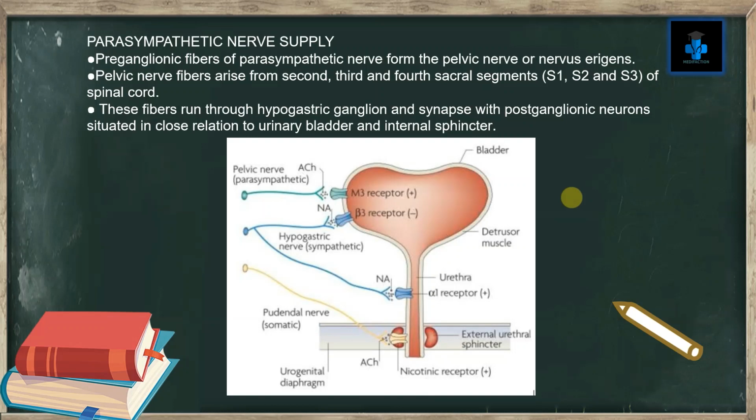Parasympathetic nerve supply. Preganglionic fibers of parasympathetic nerve form the pelvic nerve. Pelvic nerve fibers arise from second, third, and fourth sacral segments of spinal cord. These fibers run through hypogastric ganglion and synapse with postganglionic neurons situated in close relation to urinary bladder and internal sphincter. So this is the pelvic nerve, which is innervated parasympathetically, and this here is the hypogastric nerve, which is innervated sympathetically, and this is the somatic pudendal nerve, which we will talk about in future.